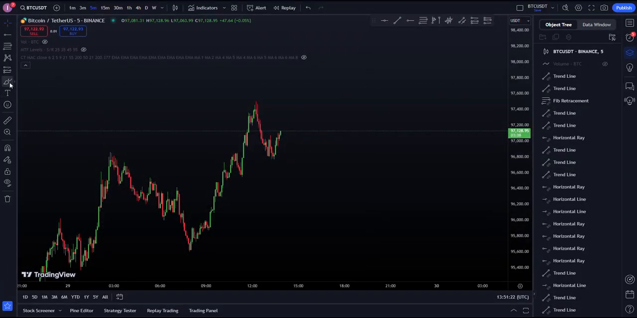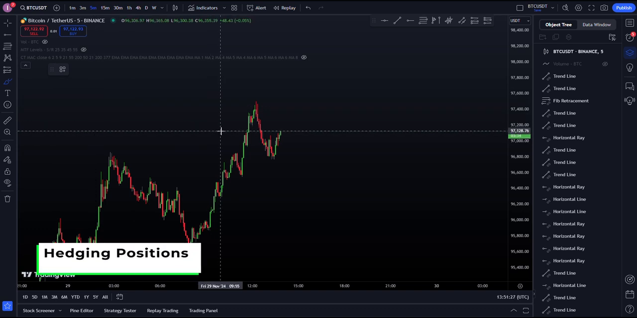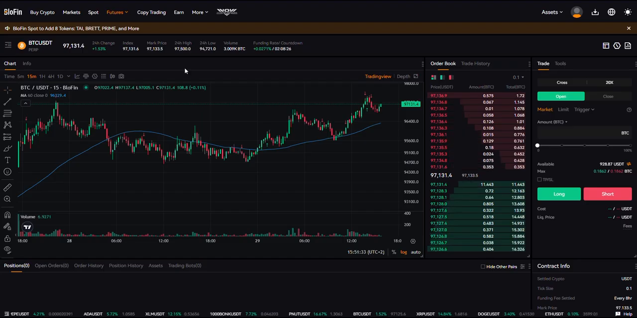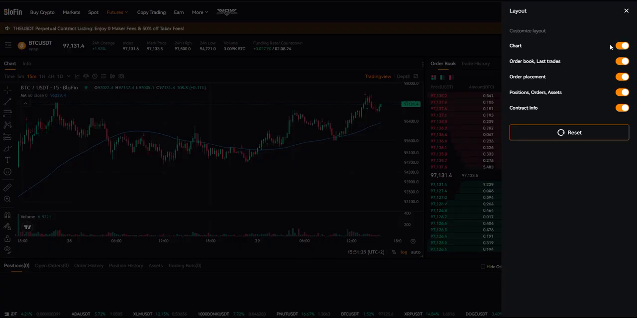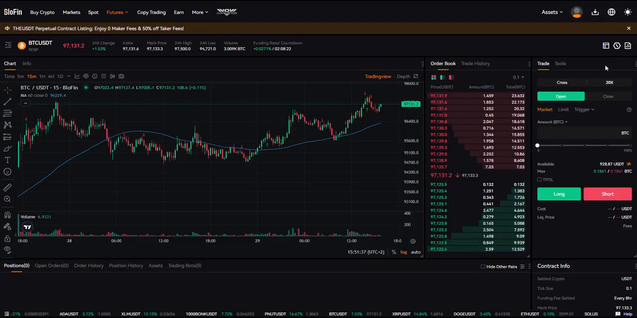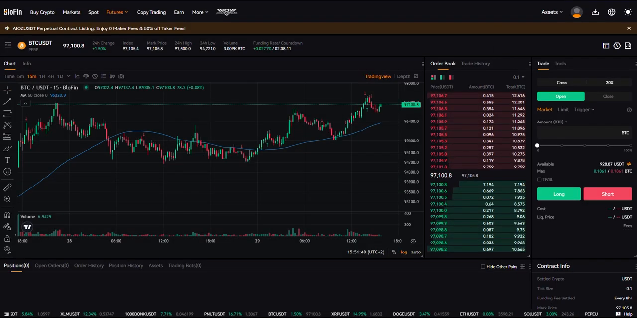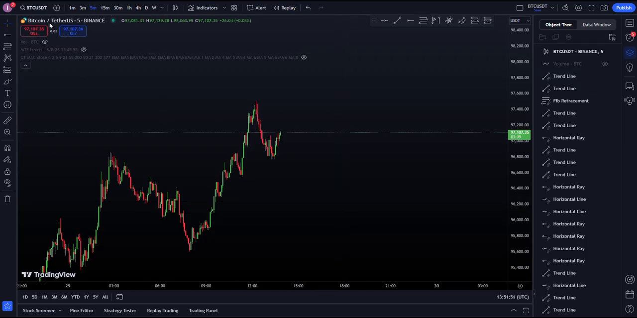Okay, so this section may not be useful for everyone's type of trading style, but personally I quite like the idea of a hedged position. You do need to change a setting in your exchange of choice. So normally it will be wherever it is. Here we go, position mode. So you want to change this to hedge mode, okay? And this will allow you to open a short position and a long position on one specific tick.